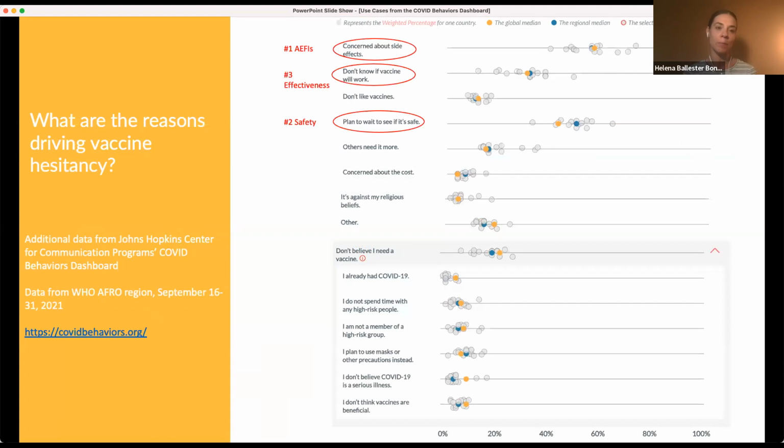The first area that I think to us was very relevant in terms of advocacy, both internal within UNICEF with other colleagues that are not at ease with the demand component, but also external to donors, governments and partners, was to see this information from the dashboard on what were the reasons driving vaccine hesitancy in our region. And the first reason, as you are seeing, was the concerns about side effects. The second one was on safety, and the third one on effectiveness.